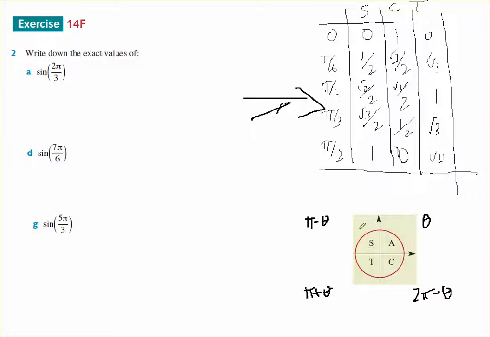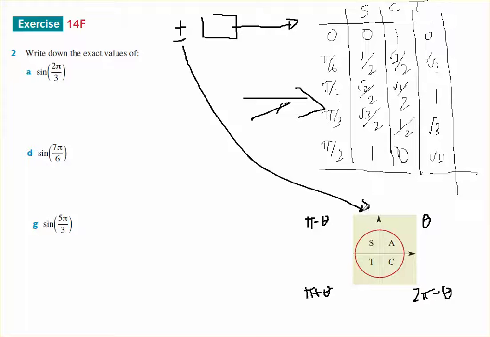Here's my first quadrant. When I'm in other quadrants, however, I can use this All Stations to Coolaroo to work out whether it's positive or negative, and then I use the first quadrant to find out the value. So it's a two-step process. I need to find out whether it's positive or negative, and then I need to know what value it is. The table will tell me the value. This will tell me whether it's positive or negative.